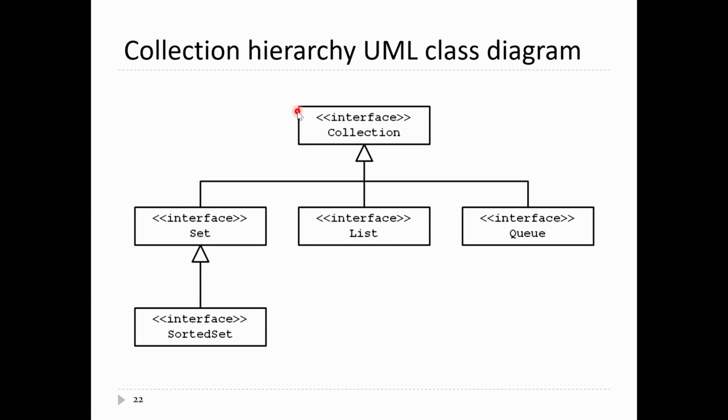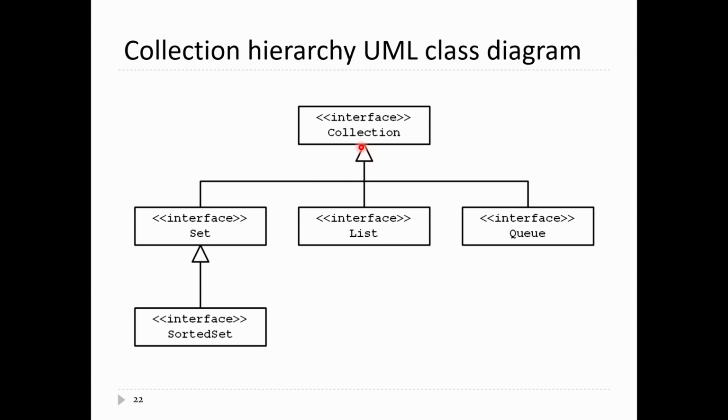So up here we've got a box. And inside this double angled bracket construction is the word interface, and then there's the name of the interface. So this is UML's way of saying that there's an interface called Collection. Similarly, there's an interface called Set, and one called List, and one called Queue, and one called SortedSet.